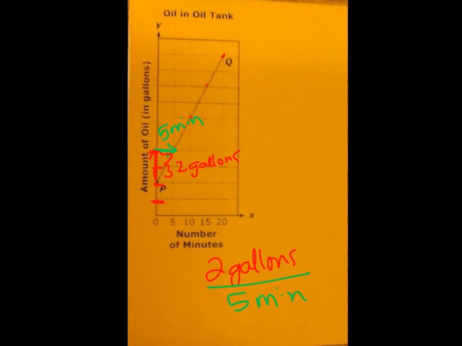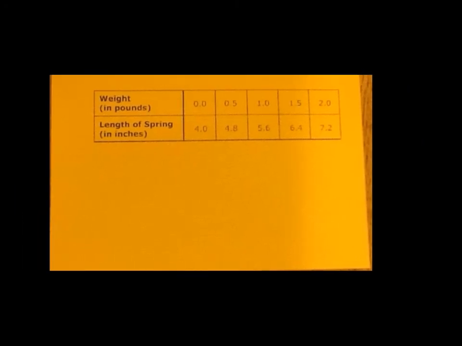Last but not least, let's go to the very last problem. Here we go, weight in pounds versus length of spring. Essentially, we have a spring that has a little weight on it, and depending on how much weight is there, the spring will stretch. So, let's look at this. How much is the weight in pounds increasing by each time? Looks like ½ pound. So then we can also look at the bottom part, and it looks like we're increasing by 0.8 inches each time.